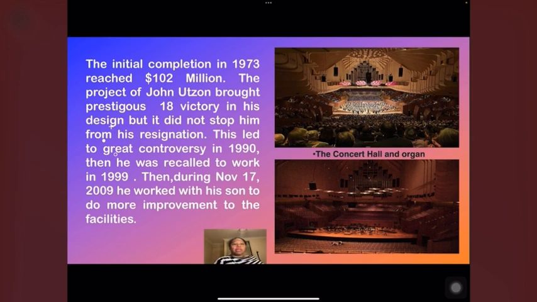The initial completion in 1973 cost 102 million, and Jørn Utzon's project won prestigious awards for his design, but it did not stop him from resigning. This led to great controversy in 1990. Then he was approached and recalled to work in 1999. Then in November 17, 2009, he worked with his son, who made more improvements to the facilities.